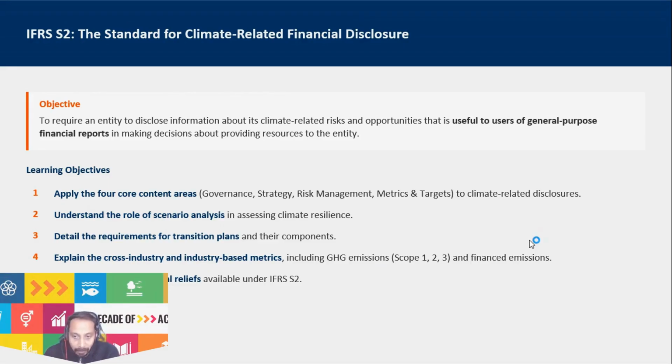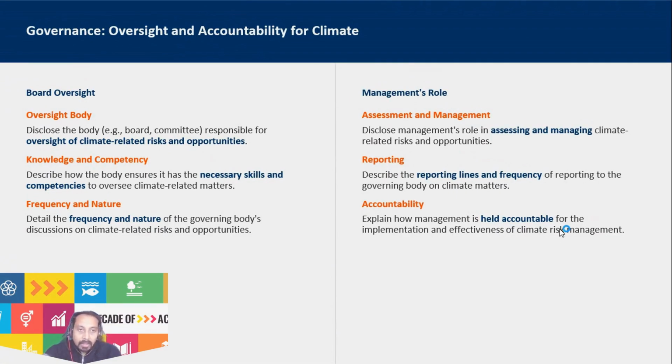You will also learn to build a transition plan and master the metrics, including the complex GHG emissions scope 1 to 3, and also financed emissions, which is very important for the banking and finance industries or the investor industry. So we'll see this kind of material under the IFRS S2 standard, and we'll get an overview of the whole thing in the upcoming slides. So let's start with governance.